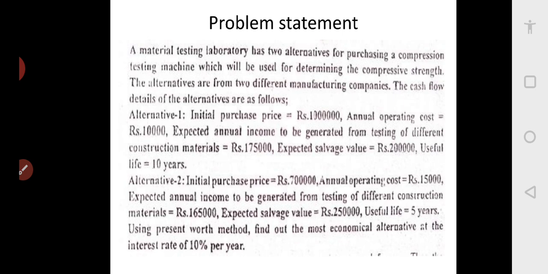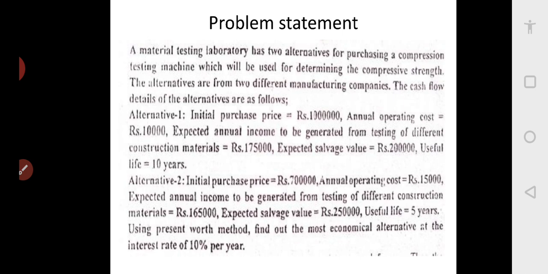So there are two machines. One is alternative 1. The initial purchase price is 10 lakh rupees. The annual operating cost is 10,000 rupees. The expected annual income generated from testing of different construction materials, that is by consultancy, is 1,75,000 rupees every year, the salvage value is 2 lakh rupees, and the useful life is 10 years.